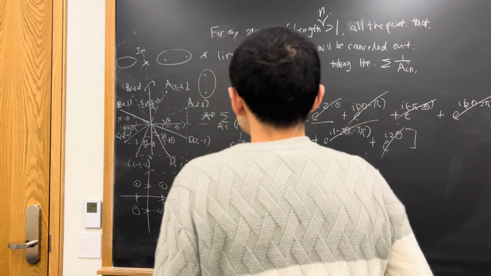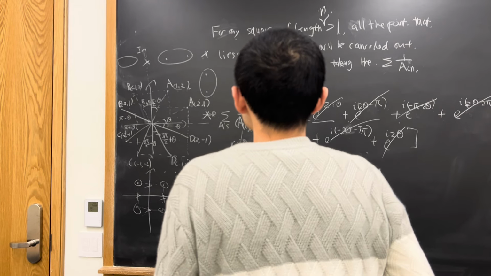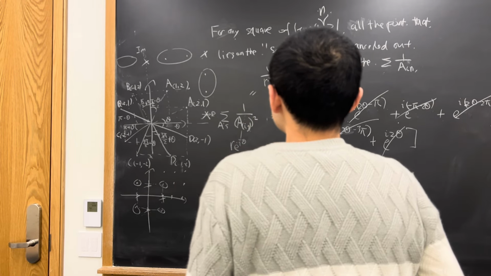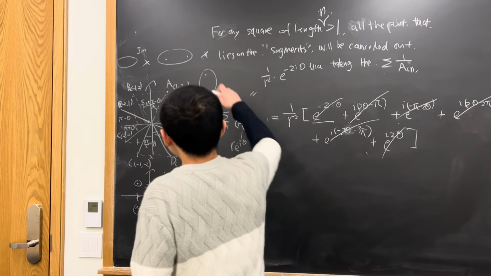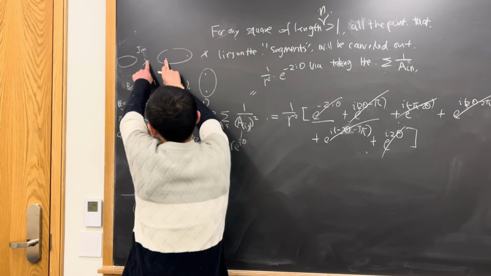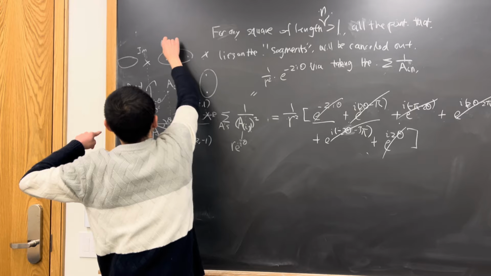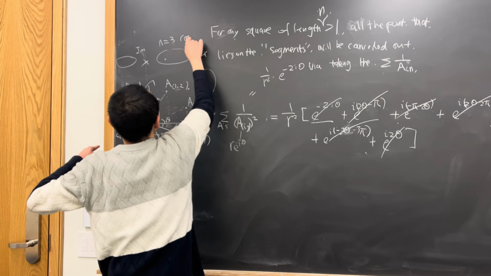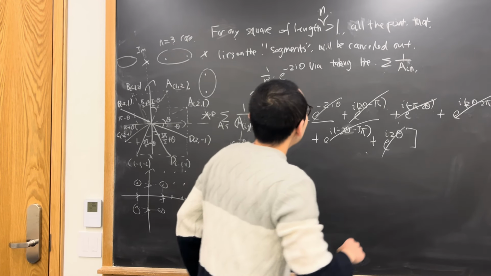Then there are 2 points, like you can sum for each line segment. Because this distance, right? If you count it, it will be 1, 2, 3. So in this case, n equal to 3. Sorry about that.